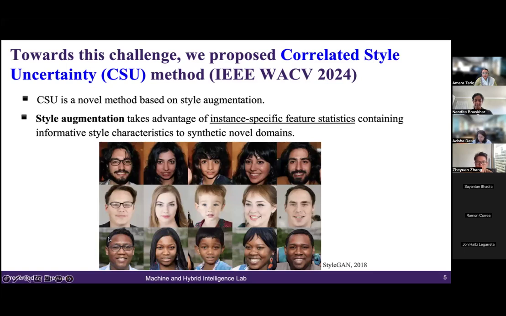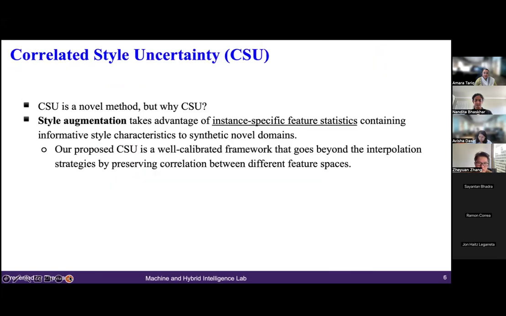I think many of us might already be familiar with the StyleGAN methods. It manipulates the instance-specific feature statistics to synthesize different images according to the reference image's style. This work was published several years ago, 5 years. Oh, it's already 7 years ago. But people found that these instance-specific feature statistics can also be used for the classification task.